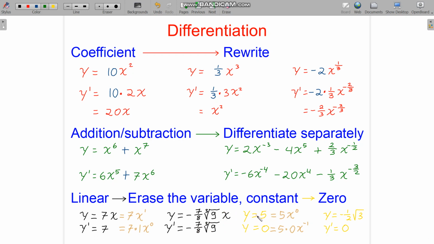If we have a constant, for example, y equals 5, so just 5, there is no x. This is the same as 5 times x to the power of 0. If we differentiate, we get 0 times x to the power of minus 1, but basically we have times 0. Anything multiplied by 0 is 0. That's why if it's a constant, the derivative is 0. By the way, this is y prime. And here, there is no x again, so if it's a constant, the derivative is simply 0.